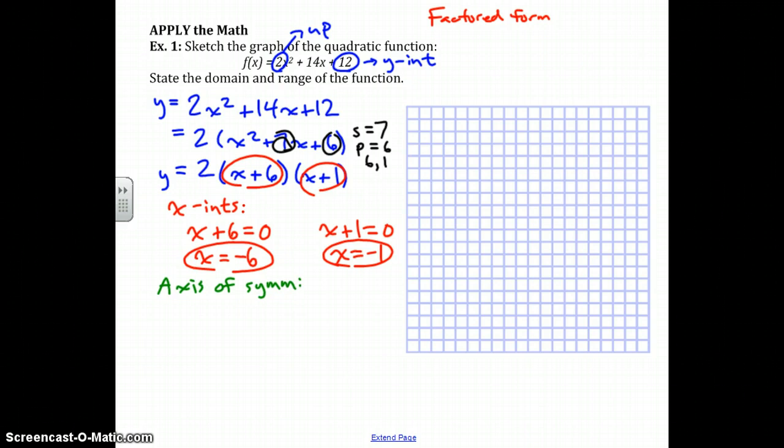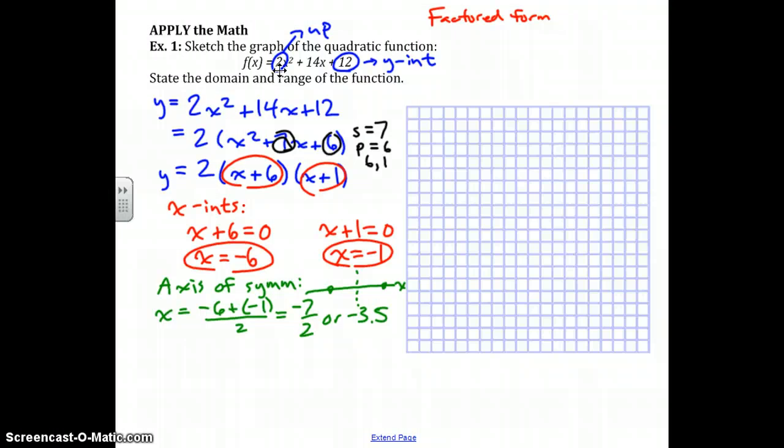So to find our axis of symmetry, if we have 2 x-intercepts, here's an x-intercept, here's an x-intercept, right? Those are both on the x-axis. Therefore, the axis of symmetry has to be halfway between them. So our axis of symmetry is going to be x equals negative 6 plus negative 1, divided by 2. That gives us negative 7 over 2, or as a decimal, negative 3.5. That might be easier for us to put on the graph. Okay, so our axis of symmetry is x equals negative 3.5.